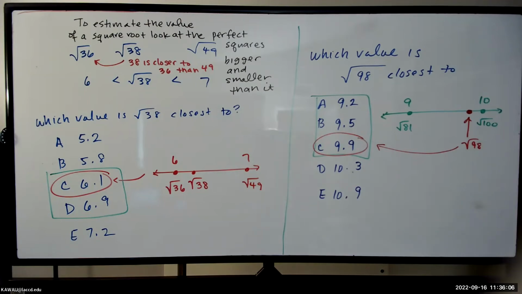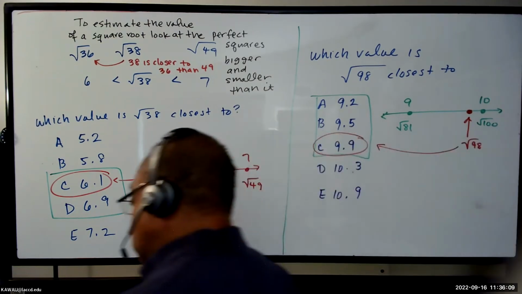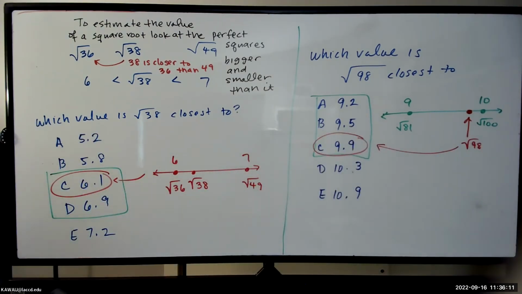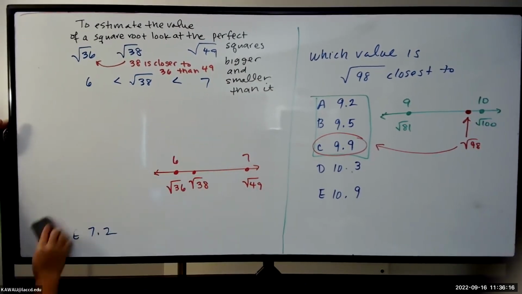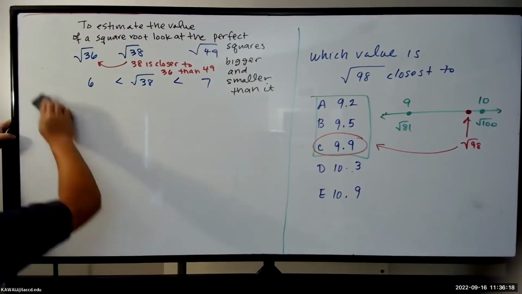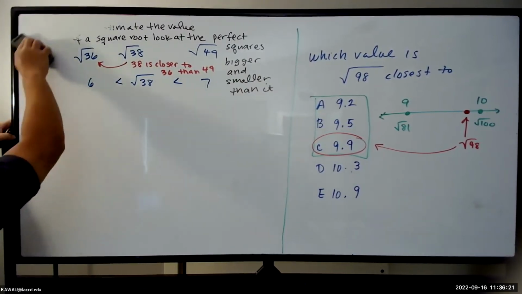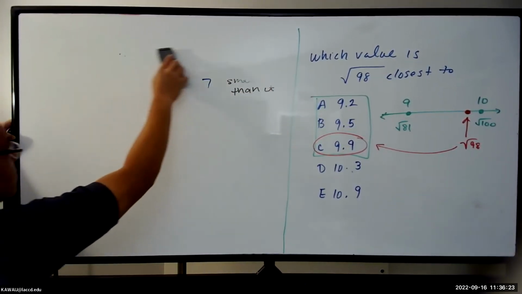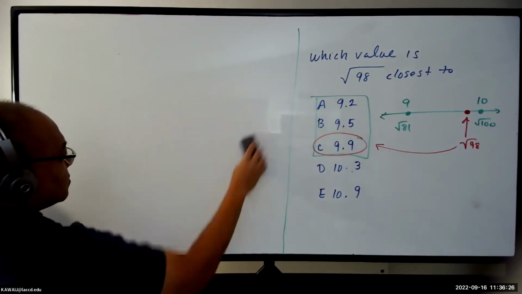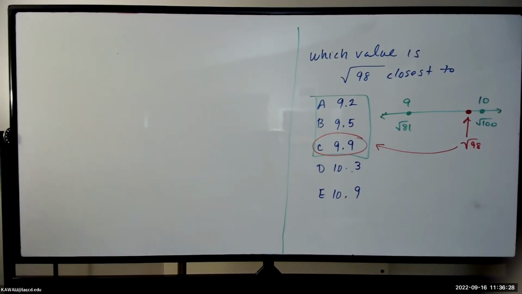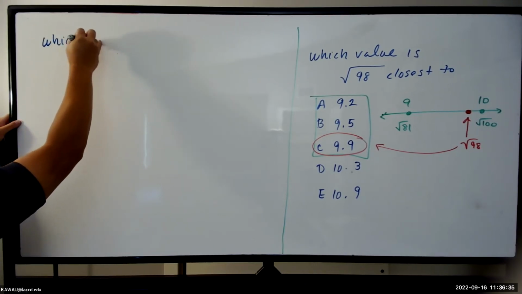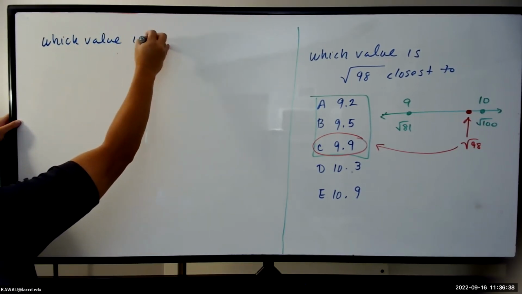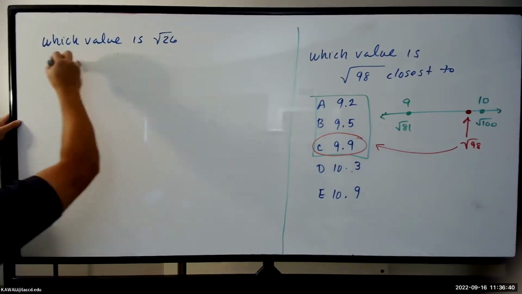Okay, so let's take a picture of this. Let's try another one. So let's take a look at this. Which value is square root of 26 closest to?